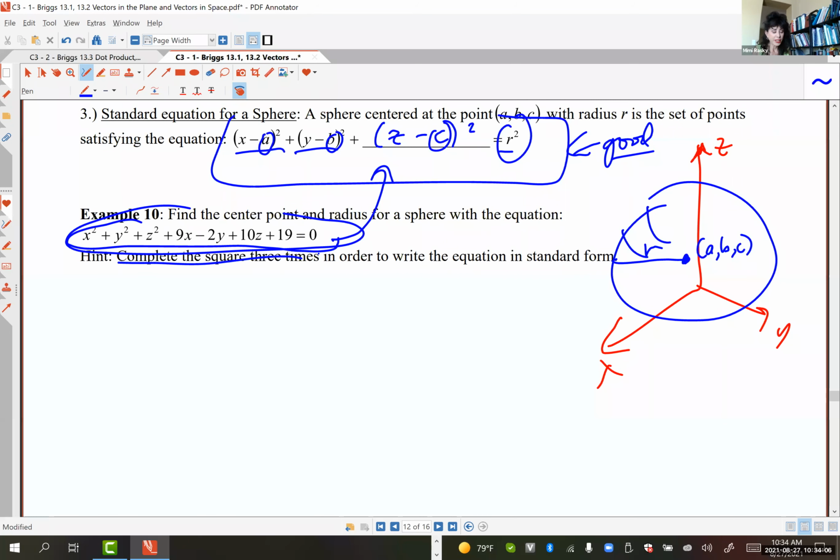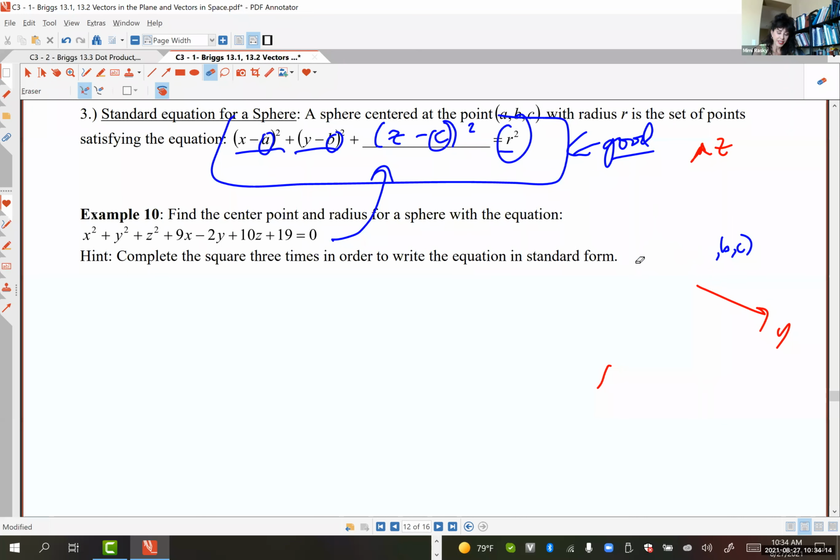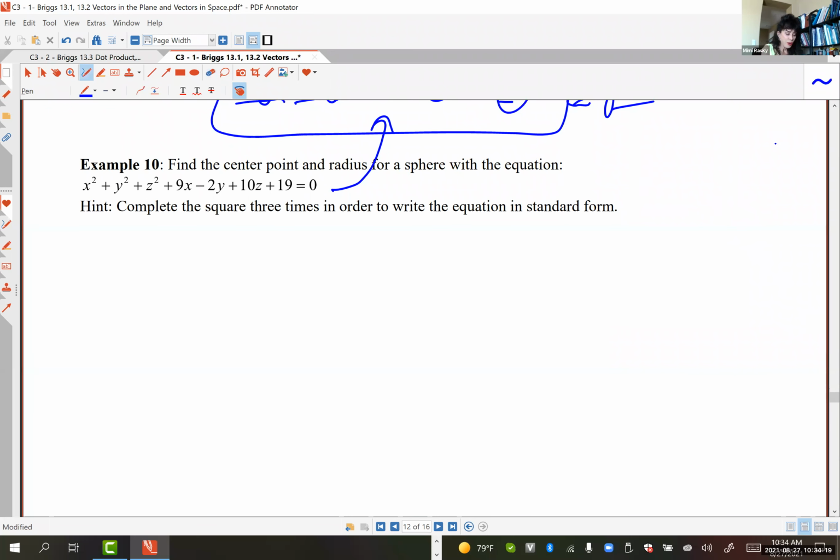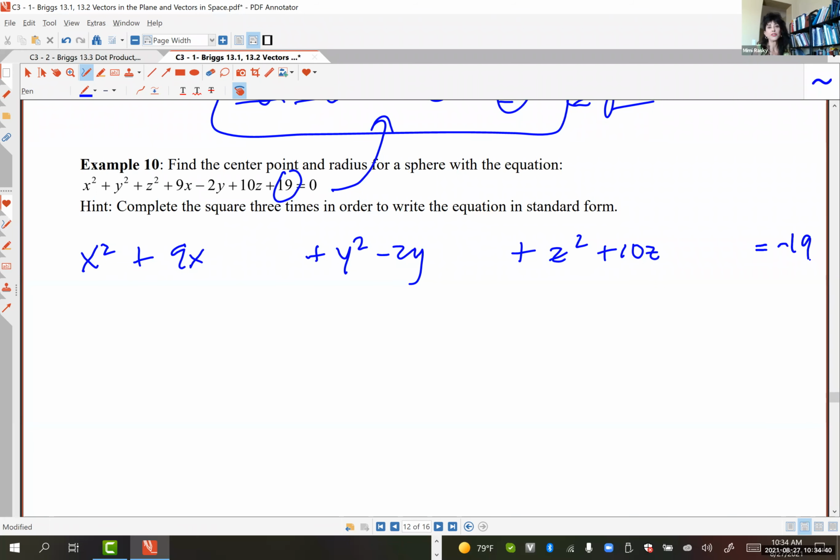So let's use a hint. We're going to complete the square 3 times in order to write the equation in standard form. Yep. Well, how are we going to do that? Very carefully. And yeah, you're going to have some problems like this on your homework and stuff. So what I do to help me make it easy is I put the x terms next to each other and leave some space. Then I put the y terms next to each other and leave some space. Then I put the z terms next to each other and leave some space. And then the constant term, 19, I subtract it from both sides and move it to the other side of the equation. That's my starting point. Okay.